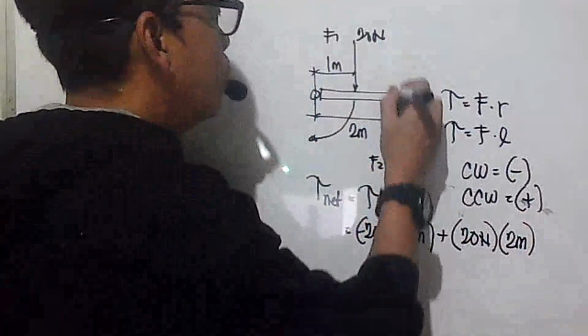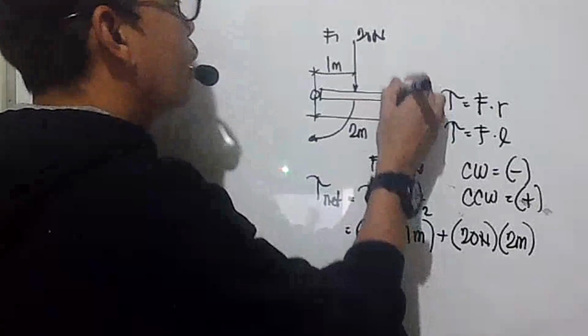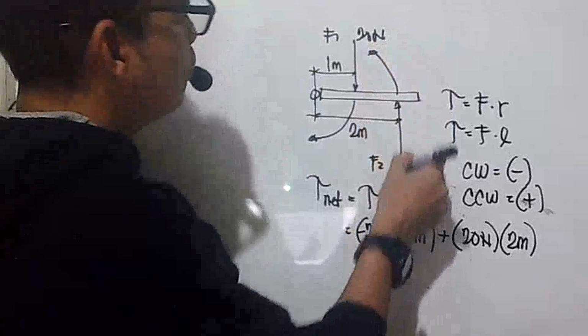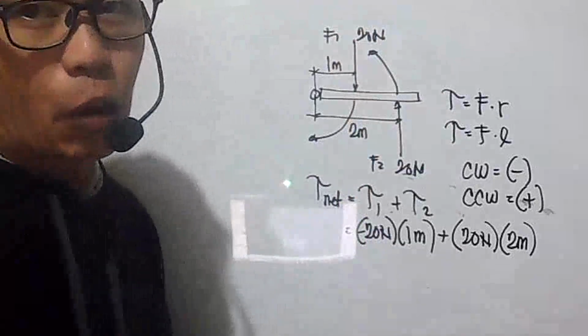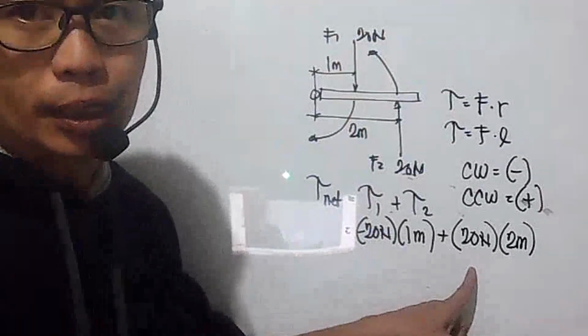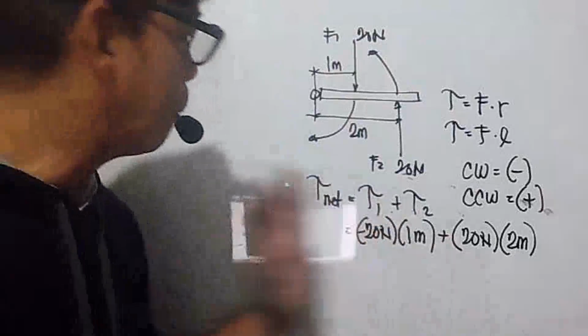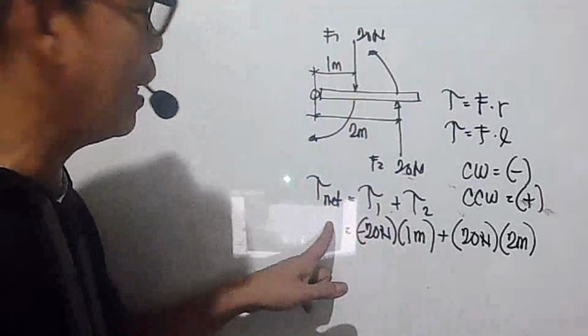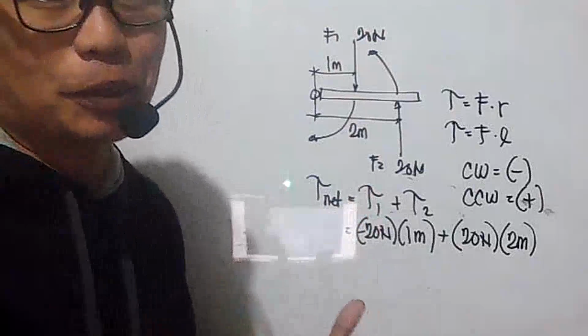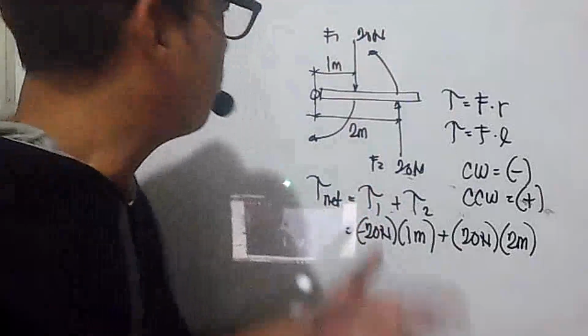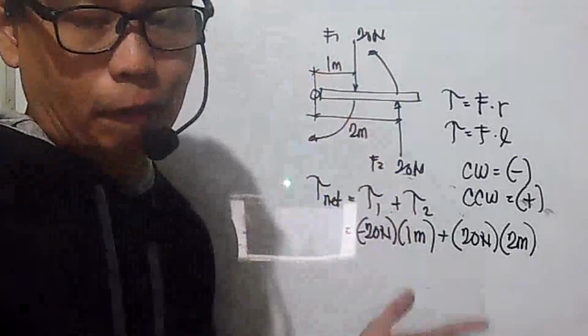So if it pushes this way, it's going to create this motion. Okay, so meaning it is counterclockwise. So the sign is positive. Okay, so I repeat, your net torque will be the summation, or the total torque, given by the first force and the second force.